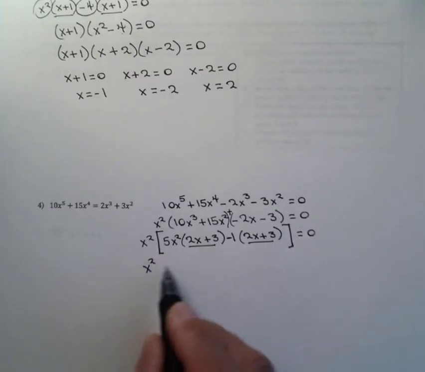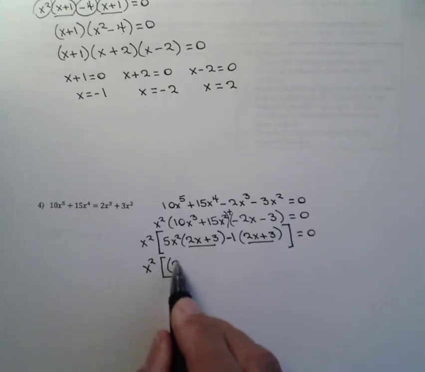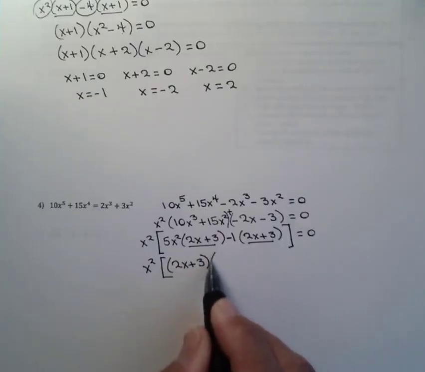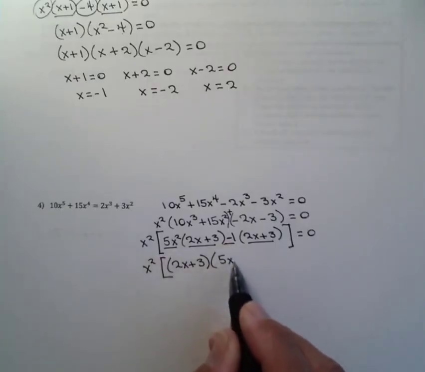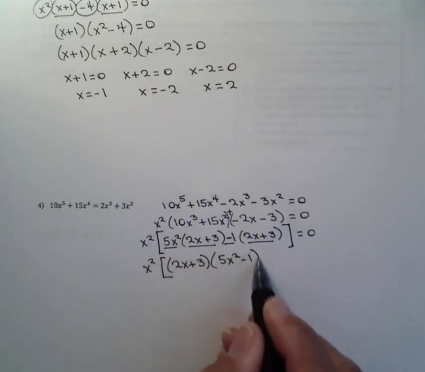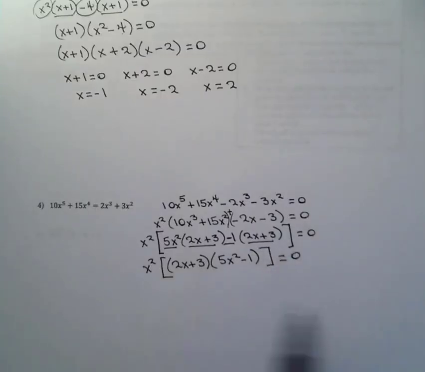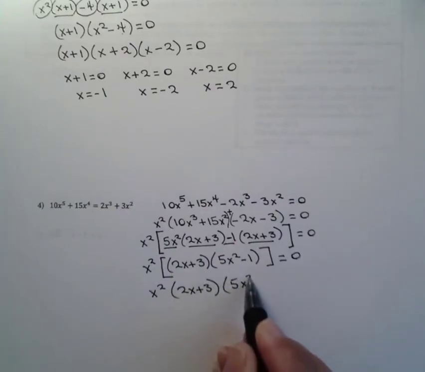X squared, and then inside my groups, I'm going to have, let's go ahead and write this first one down, 2x plus 3 times whatever was left over, right? 5x squared minus 1, and I'll go ahead with brackets and finish that as equal to 0. So what do I have? Let's write it down a little clearer. X squared times 2x plus 3, I'm getting rid of one set of brackets, times 5x squared minus 1.